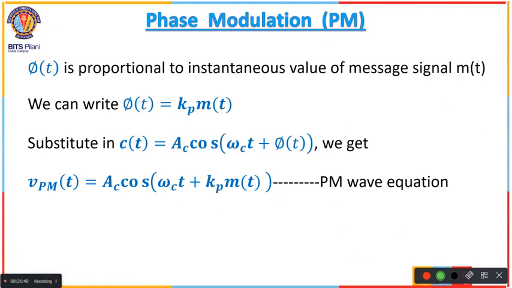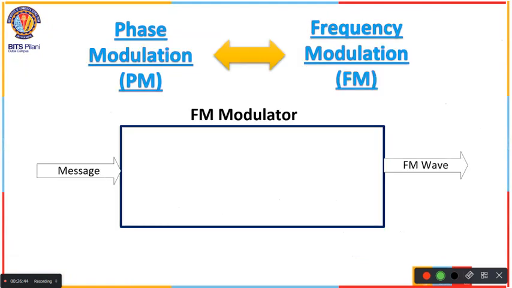Now can you get one from another? You can, right? Now see here, you have to design an FM modulator. Your ultimate purpose is to design FM, right? But assume that you have been given a phase modulator. So what will you do now? How do you convert it into a frequency modulator?